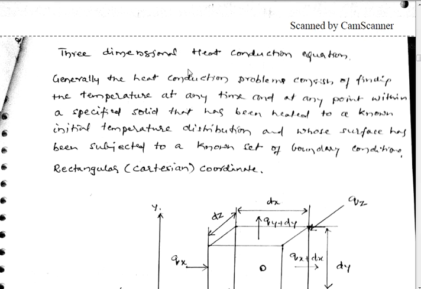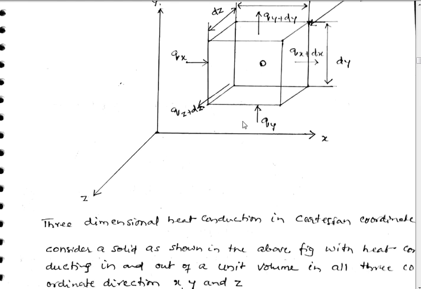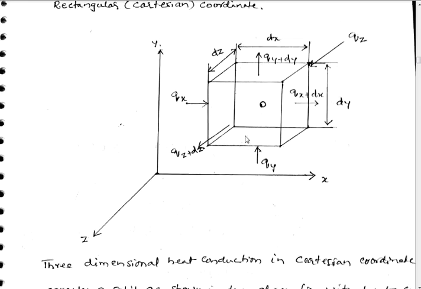Here, generally, if you consider the variation of the temperature along all three directions or three dimensions, then we have to consider that variation of the temperature in all three dimensions. That is the general three-dimensional heat conduction equation in Cartesian or rectangular coordinates. Here this is a three-dimensional element we are going to consider, with length dx along the x direction, dy along the y direction, and dz along the z direction.